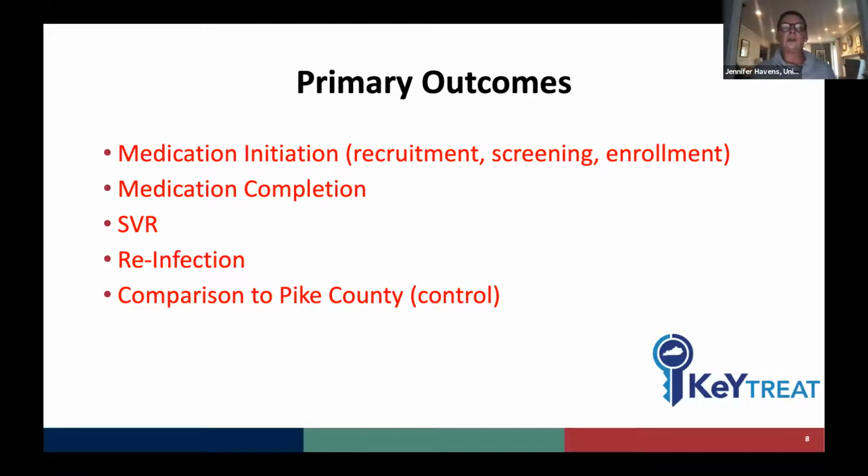Obviously SVR, so cures and reinfection are huge outcomes in this case. And we also are able to do a comparison to Pike County, which is our control county. And I believe our epidemiologist that is building that data set is on this call right now. So we will hopefully be able to start to look at the historic incidence and prevalence pre and post in both our intervention Perry County and our control county, which is Pike County.